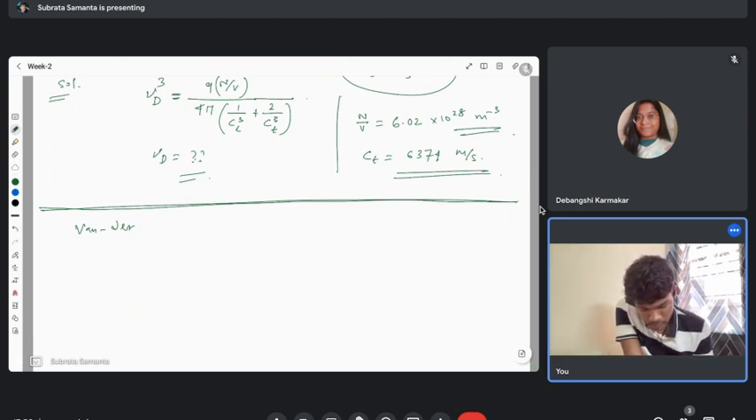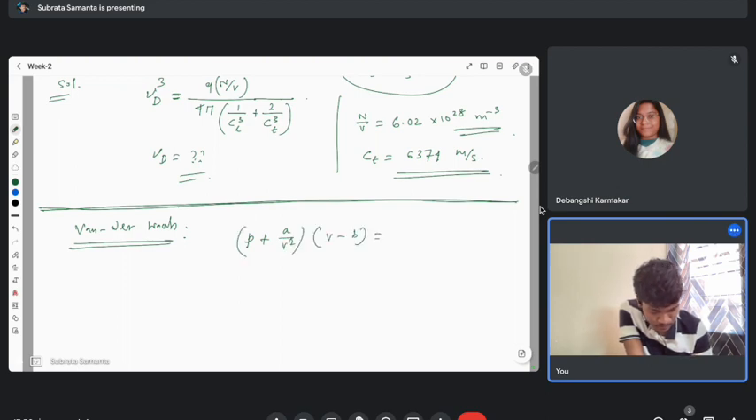So, van der Waals. Let's briefly discuss the van der Waals equation of state, and then we stop there. For 1 mole, the van der Waals equation is (P + A/V²)(V − B) = RT.